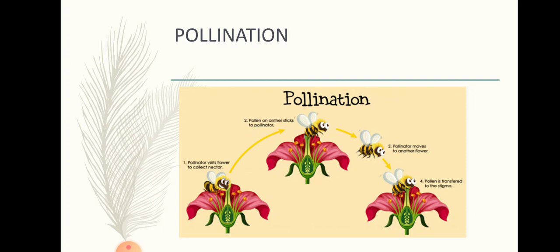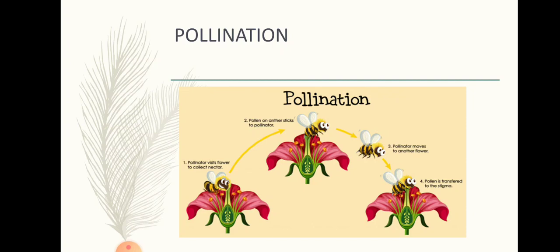Now in the figure you can see when the honeybee sits on the anther and collects the pollen grains that stick on its legs, and the same are transferred to the stigma of the same flower, that pollination is known as self pollination. When on the same flower pollen grains are transferred from anther to stigma, it is known as self pollination. But when this bee transfers the pollen grains from one flower to another flower, it is known as cross pollination. So there are two types of pollination, self pollination and cross pollination.